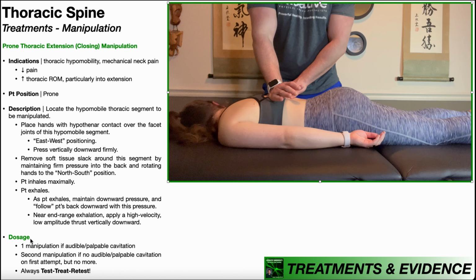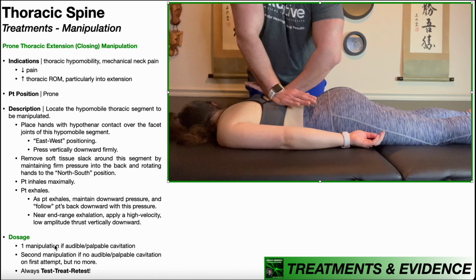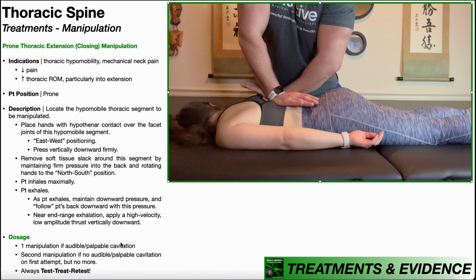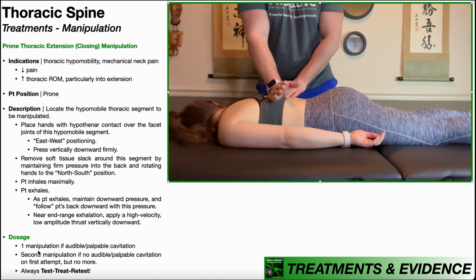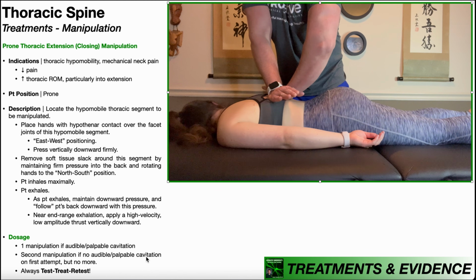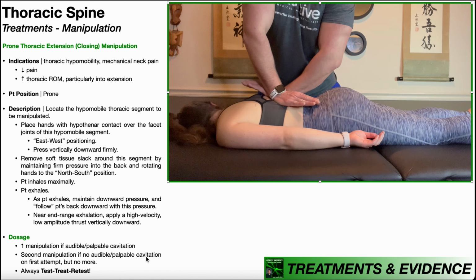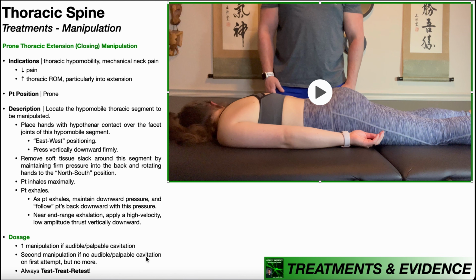Now the general rule for dosing manipulations at a particular level of the spine is you'll start with one manipulation, and if you have an audible or palpable cavitation, you're done. You don't need to manipulate again at that level. But if you perform that manipulation and there's no audible or palpable cavitation, then the rule is you're going to do one more identical manipulation at that level, but no more. So bottom line, you manipulate once. If there's a cavitation, you stop. If there's no cavitation, you do one more manipulation. So 2 maximum. And always use the test, treat, retest model.